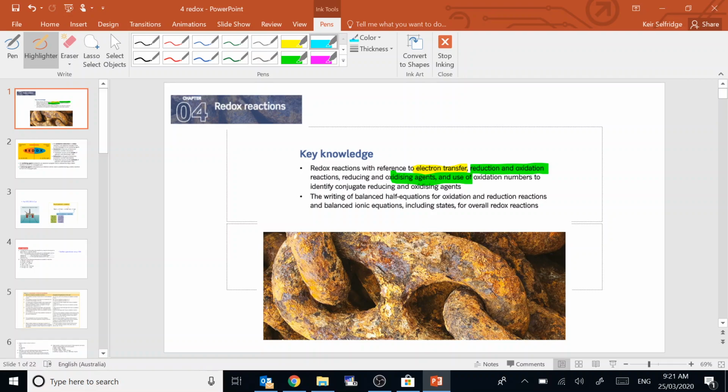Also, we have to be able to do oxidation numbers. Now, that's something we should have started doing or learned or at least seen in year 11, so we should be okay with that. And we also have to finally have a look and see if we can recognize conjugate reducing and oxidizing agents. Conjugate, think of it as the before and after. So the thing on the left-hand side, on the reactant side of an equation, is a reductant, and therefore its conjugate pair would be the oxidant version of it.